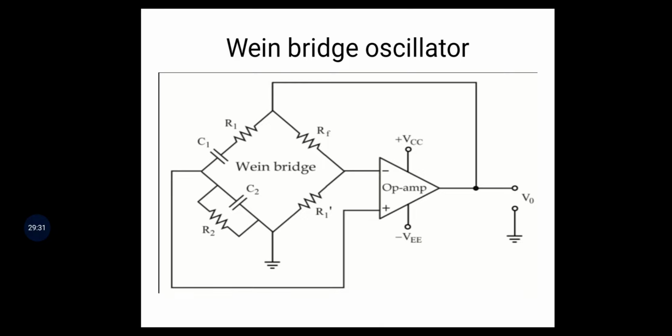Next, in this lecture, we are discussing the Wien-Bridge oscillator. What is meant by an oscillator? An oscillator circuit gives the output signal without giving any input signal. It gives the output without an input signal.